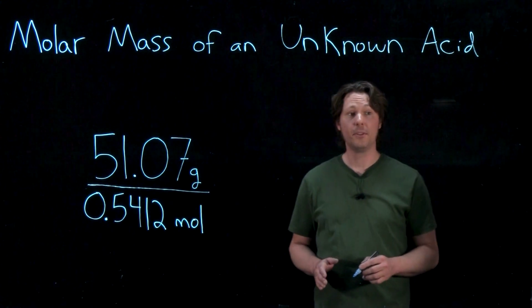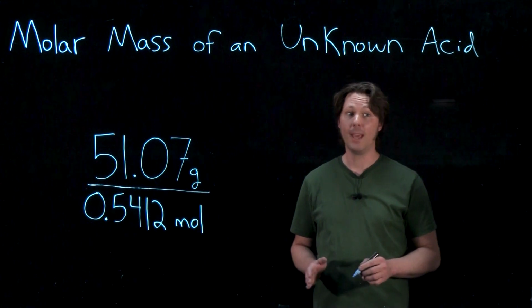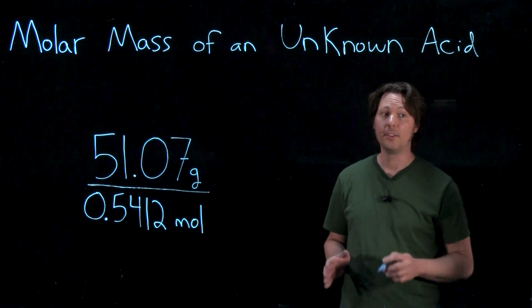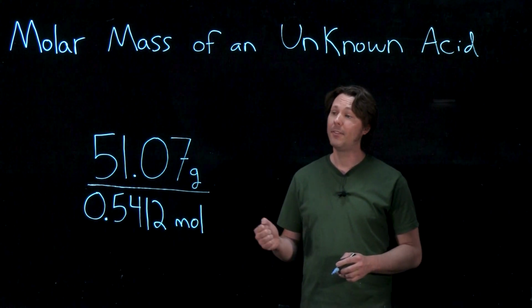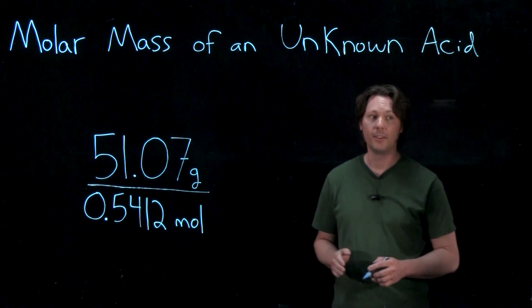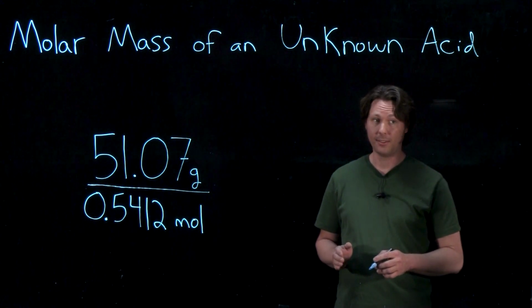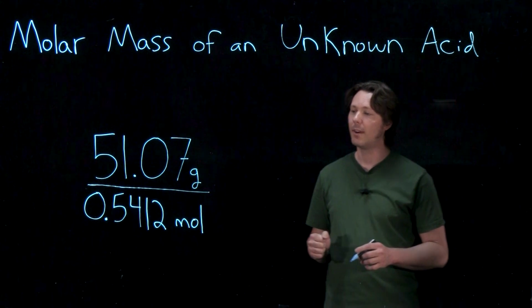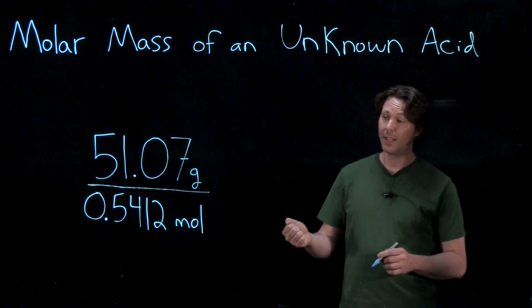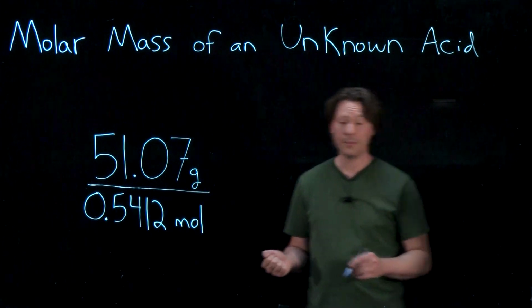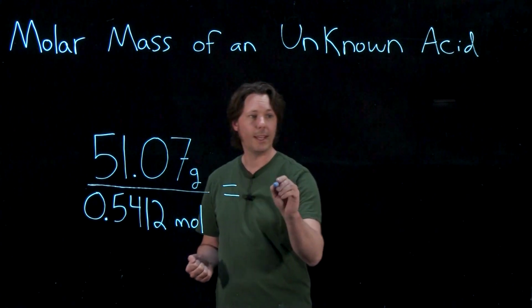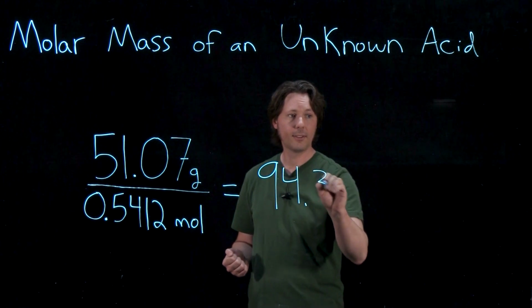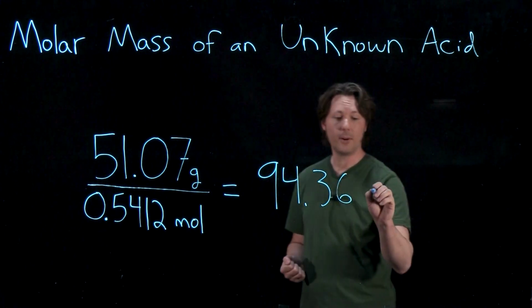Now that we know the total moles of unknown acid that were in the solution we made, we can take the number of grams we used to make it with and use those grams to calculate the acid's equivalent molar mass. If we used 51.07 grams of unknown acid, and this number comes from your weigh bottle mass data, then to find the molar mass of the acid, we divide 51.07 grams by the number of moles, in this case 0.5412 moles. In this case, we get 94.36 grams per mole.